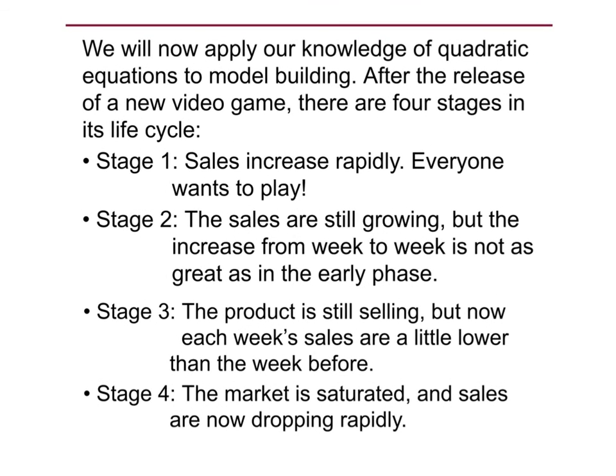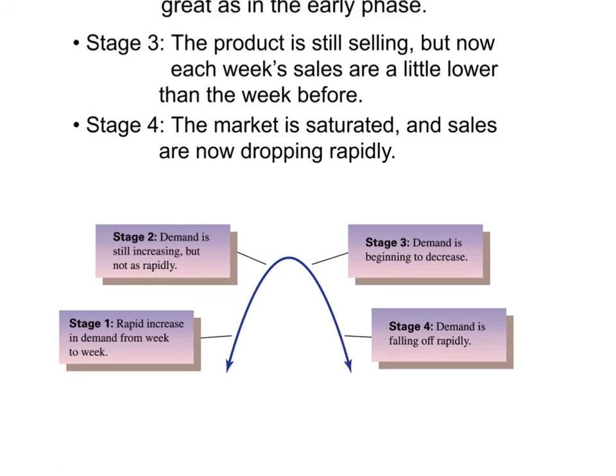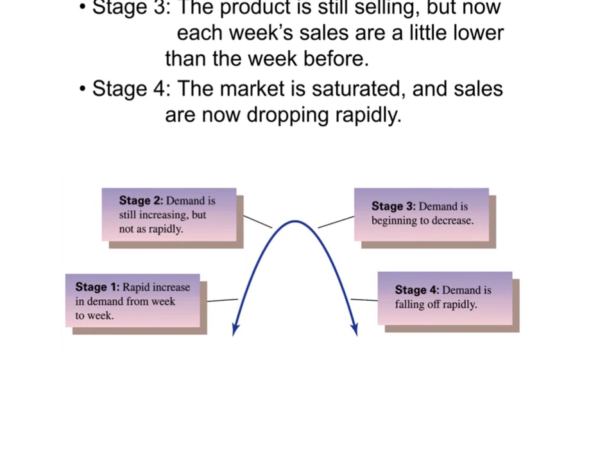Stage 3, the product is still selling, but now each week's sales are lower than the week before. And then stage 4, the market is saturated. Everybody's seen the movie or bought the video game. Sales are now dropping rapidly. And what that scenario looks like is an inverted parabola. So we can model that real world scenario with a math equation, which is, well, that's what a lot of people's jobs are built on.